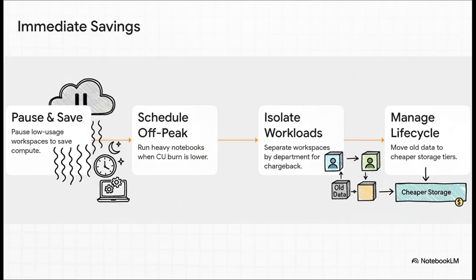Want some things you can do, like today? Here you go. 4 steps to immediate savings. First, pause any capacities that just aren't being used. Easy. Second, schedule those heavy jobs, like your notebook runs, for off-peak hours when capacity is cheaper. Third, and this one is huge for accountability, isolate workloads into different workspaces. And finally, set up lifecycle policies to automatically move old, cold data to cheaper storage.